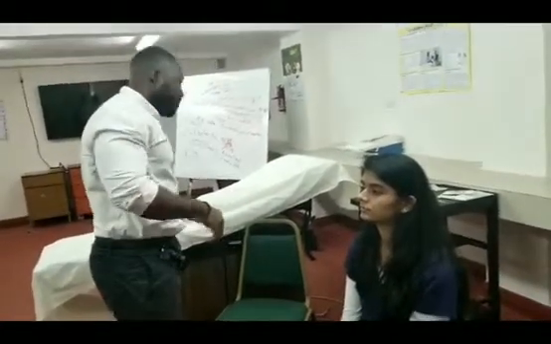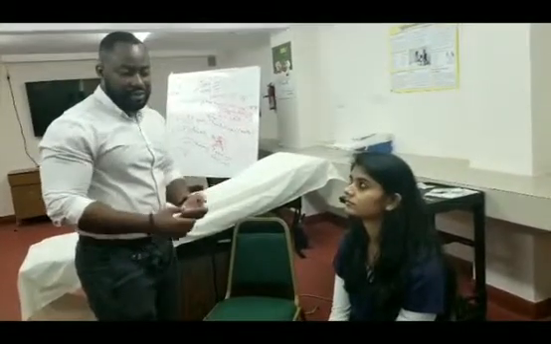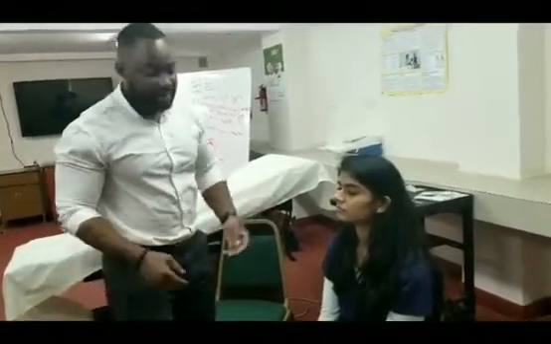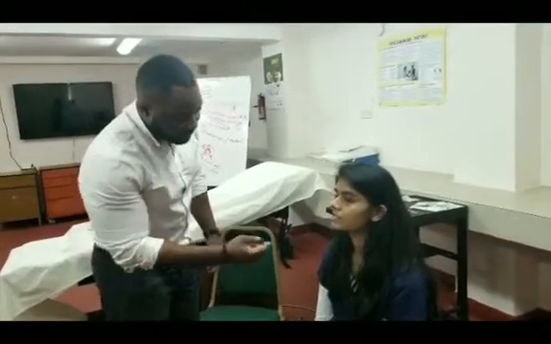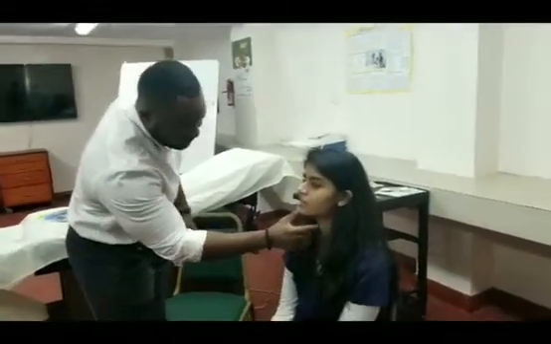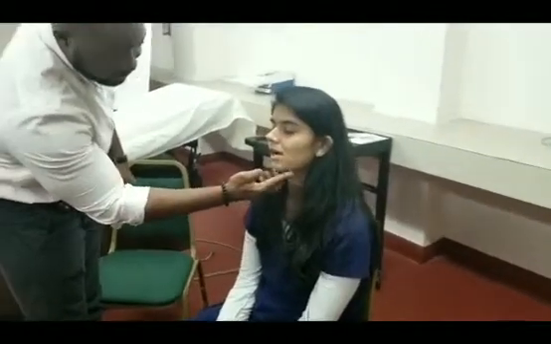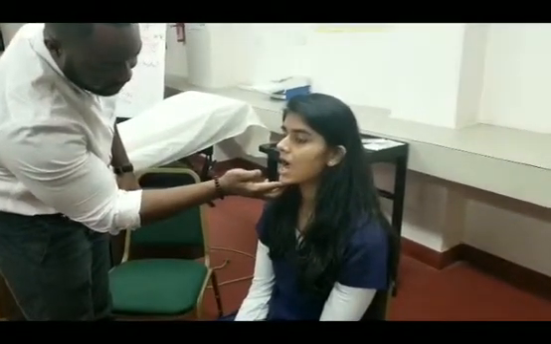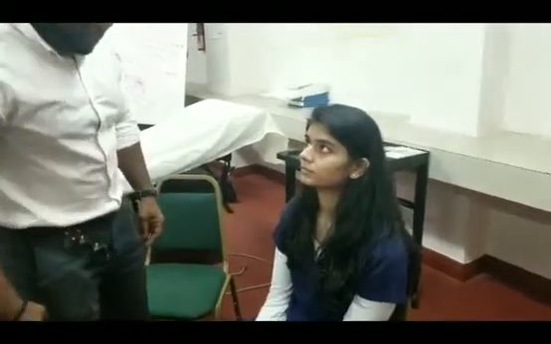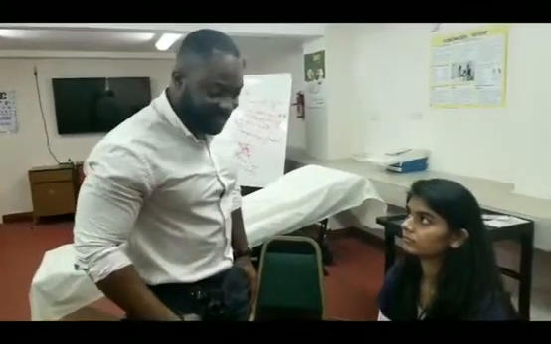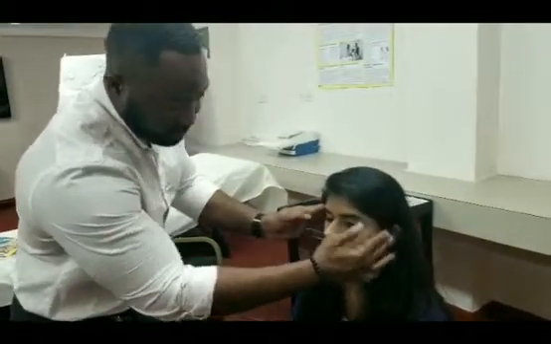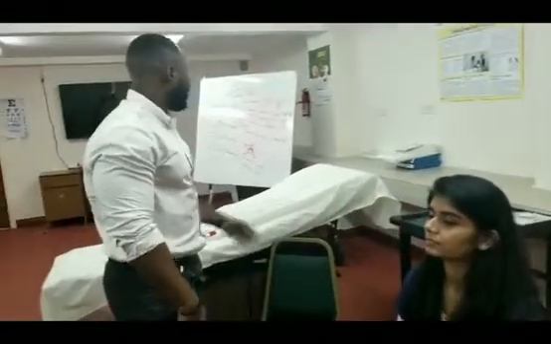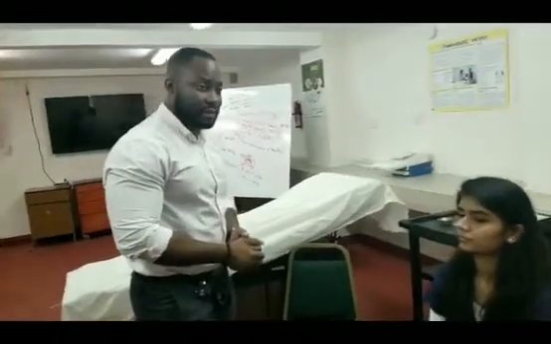Now I want to check the motor component of the trigeminal. Remember, it supplies the muscles of mastication. Just move your jaw to left and right, and don't let me push it back. The other way, don't let me push it back. Now open your mouth, don't let me close it. That's good. Then clench your teeth for me. I'm just going to feel around the temporalis, and that's fine as well. Thank you. So cranial nerve 5, the trigeminal, appears to be intact.